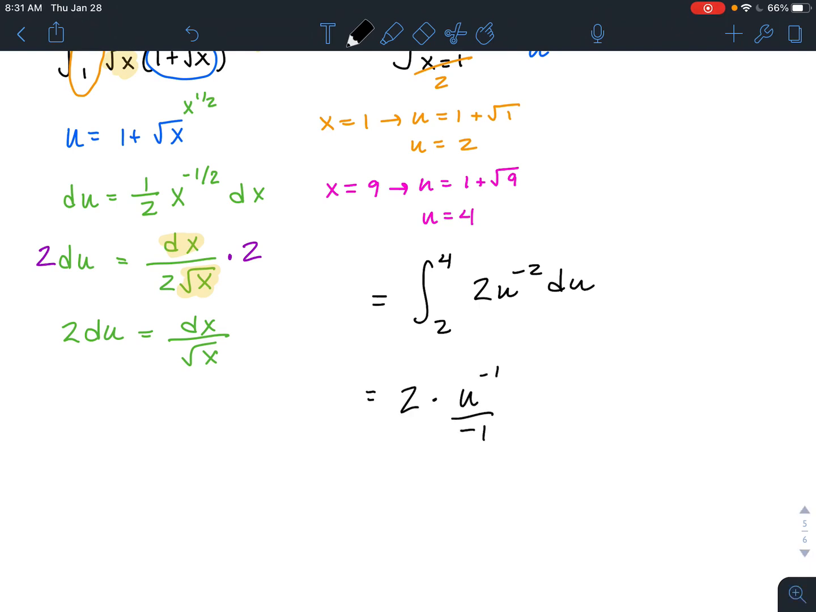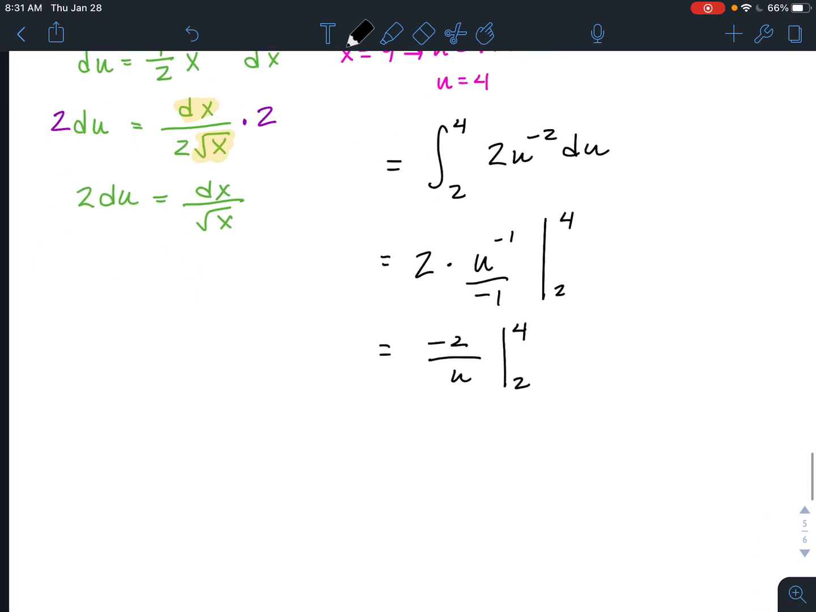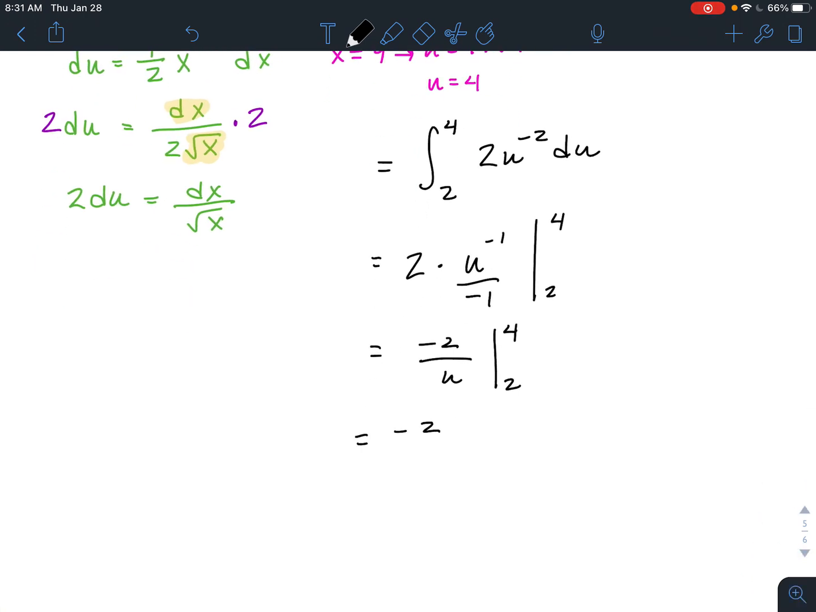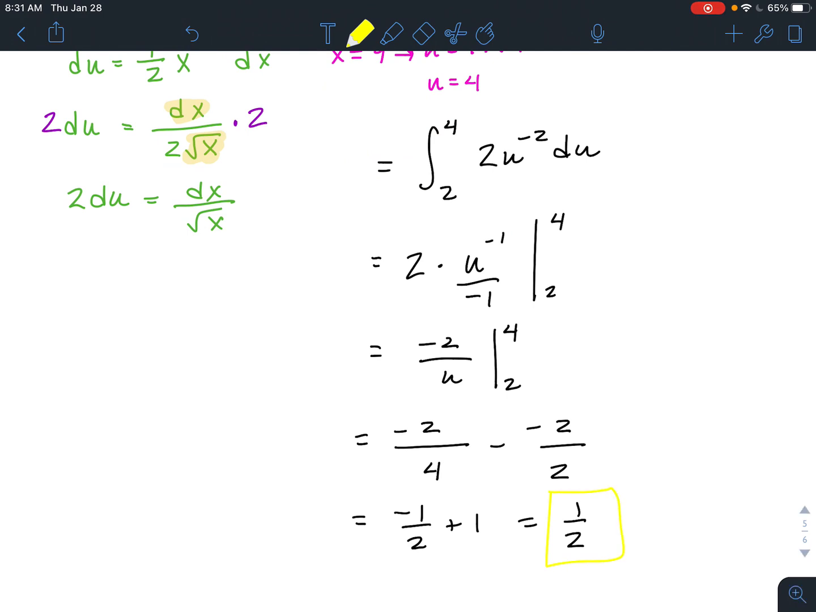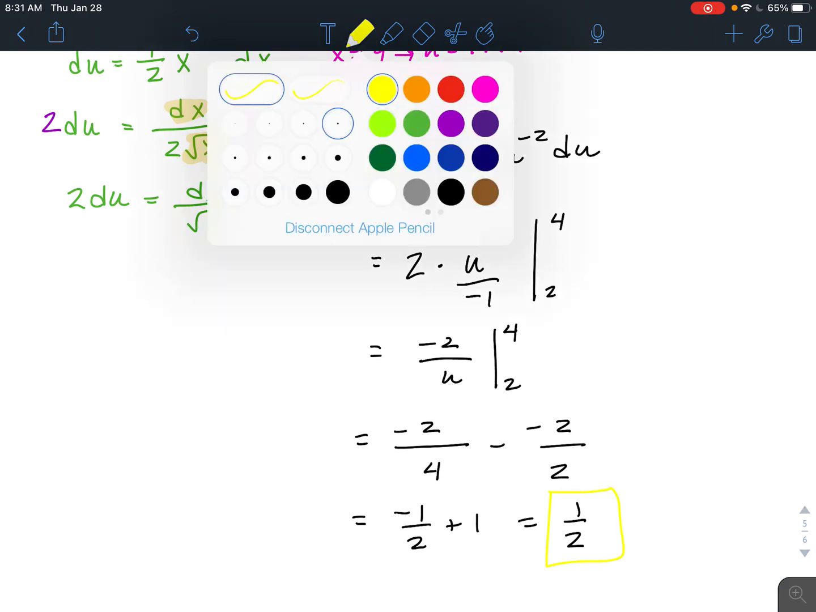So this is 2 times u to the negative 1 over negative 1, evaluated from 2 to 4. So that's negative 2 over u, evaluated from 2 to 4. So that's negative 2 over 4 minus negative 2 over 2. It's going to be negative 1/2 plus 1. Well, that's just equal to 1/2. So I never had to go back to the x's. I could just plug in for where I was with the u's and solve from there.